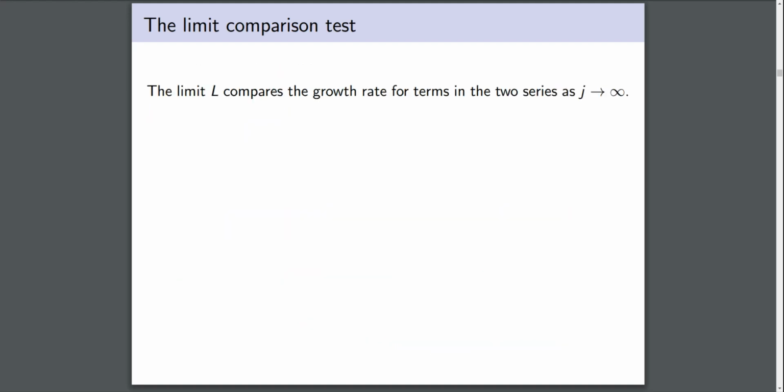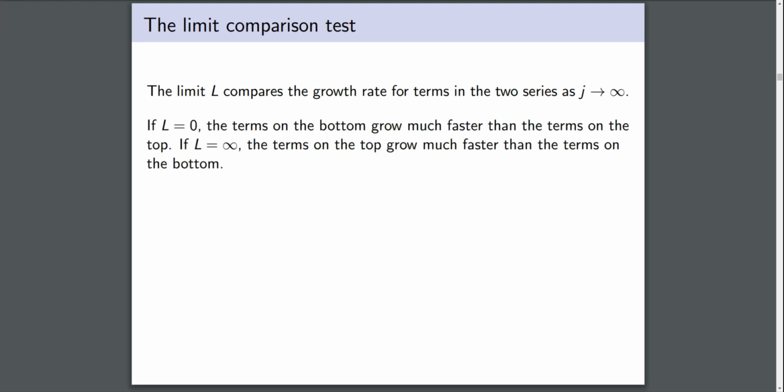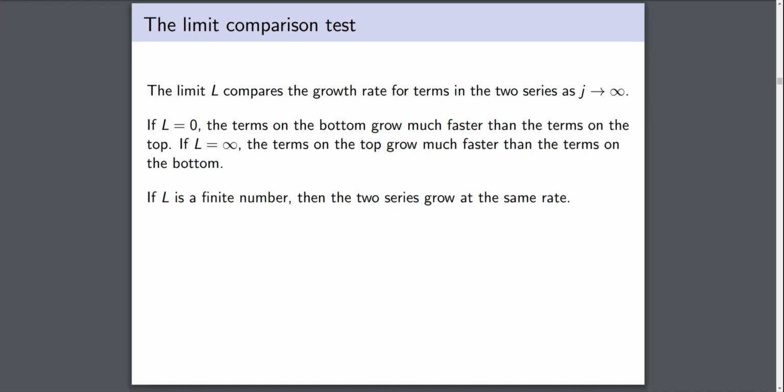The limit that we're trying to find, L, is comparing the relative growth rate of these two series as j goes to infinity. And if this limit is 0, the terms on the bottom are getting bigger much faster. If L is infinity, it's the terms on the top that are getting bigger. And so this is why we have to set up those last two cases the way that we do. If the limit is a finite number, the two series grow at the same rate and they have the same convergence behavior.